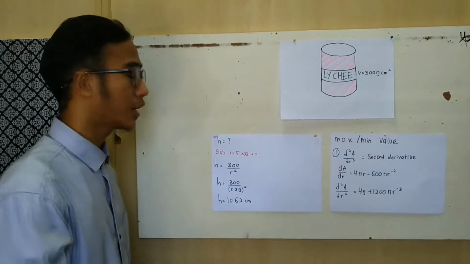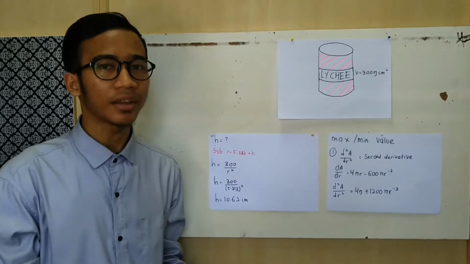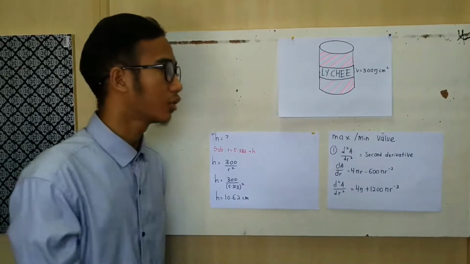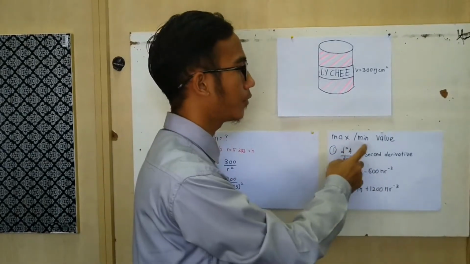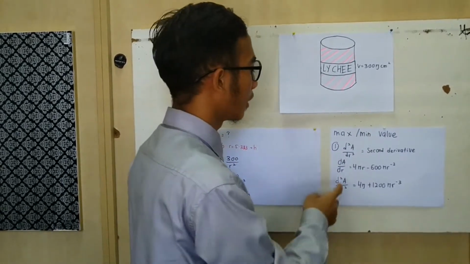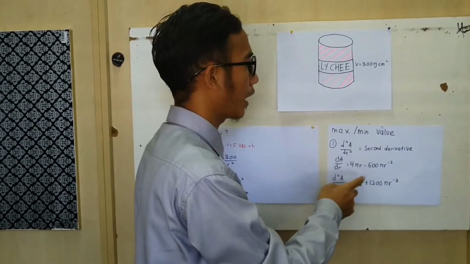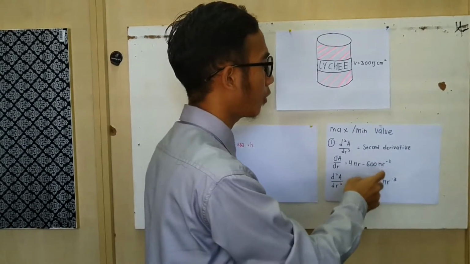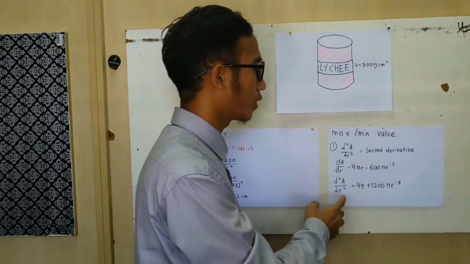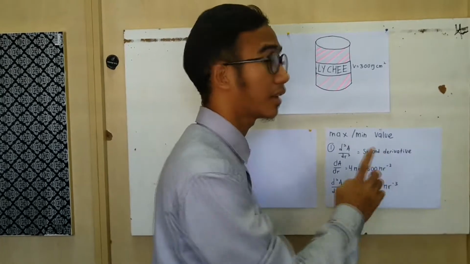We have already got all the information that we needed. So the second question is we need to find the lowest or the minimum value for the cylinder. So we need to find whether it is a maximum or minimum value. First, we need to do the second derivative. The first derivative is equal to 4 pi r minus 600 pi r to the power of negative 2. So the second derivative is equal to 4 pi plus 1200 pi r to the power of negative 3.